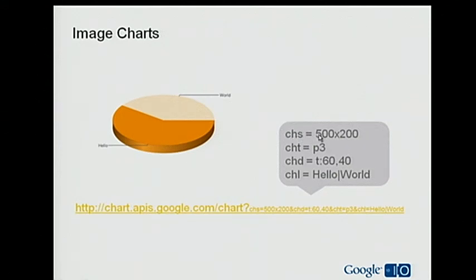So the chart size should be 500 by 200 pixels. That's part of your request. The second part is the chart type should be P3, which just indicates that it's a 3D pie chart. The chart data should have a 60 for the hello label and then a 40 slice for the world label. Okay, so you see, you could just send this URL, get an image back, and it's as simple as you could imagine.